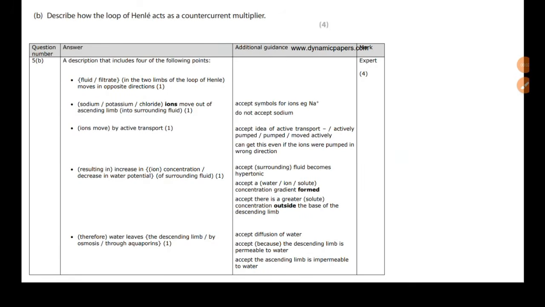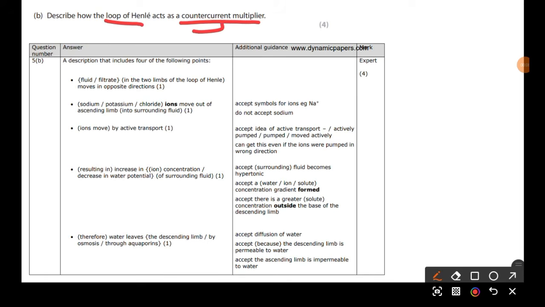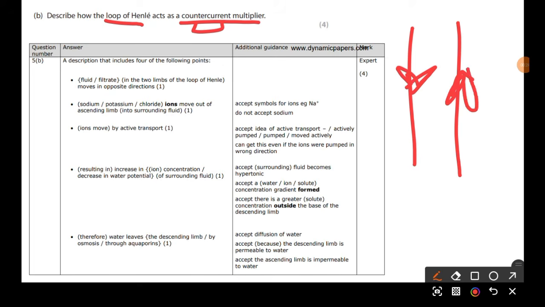Here is a very important past paper question. It asks how the loop of Henle acts as a countercurrent multiplier. As we said, countercurrent because the descending loop is going down and the ascending loop is going up. Just think of it as descending, like descended from the sky or something. Descending going down, ascending going up. They flow in different directions, so it's countercurrent. Multiplier because it's multiplying the concentration of the urine.